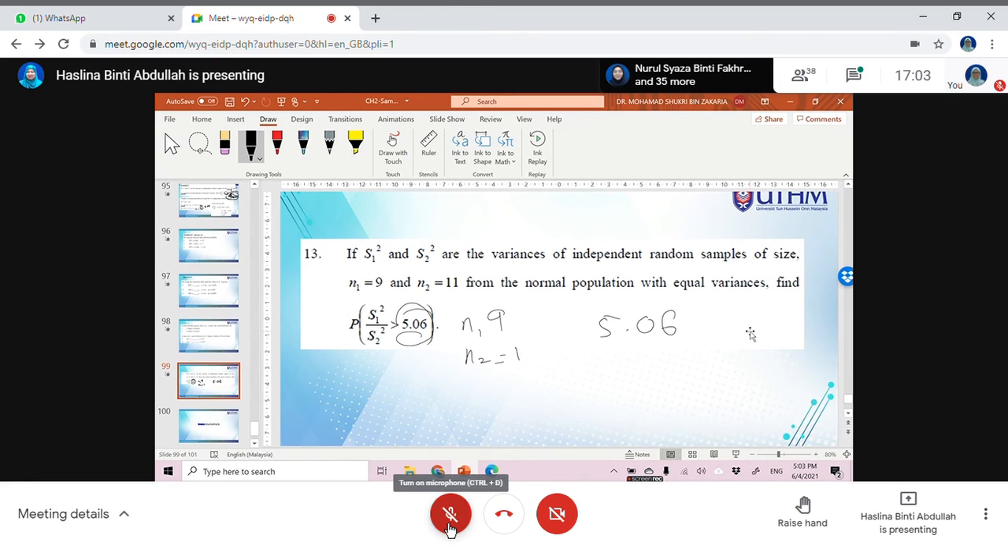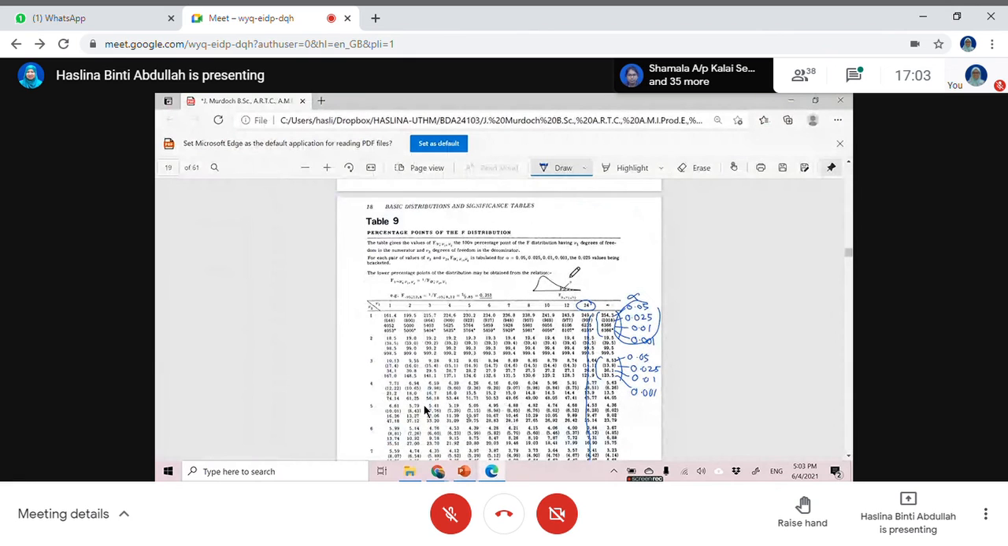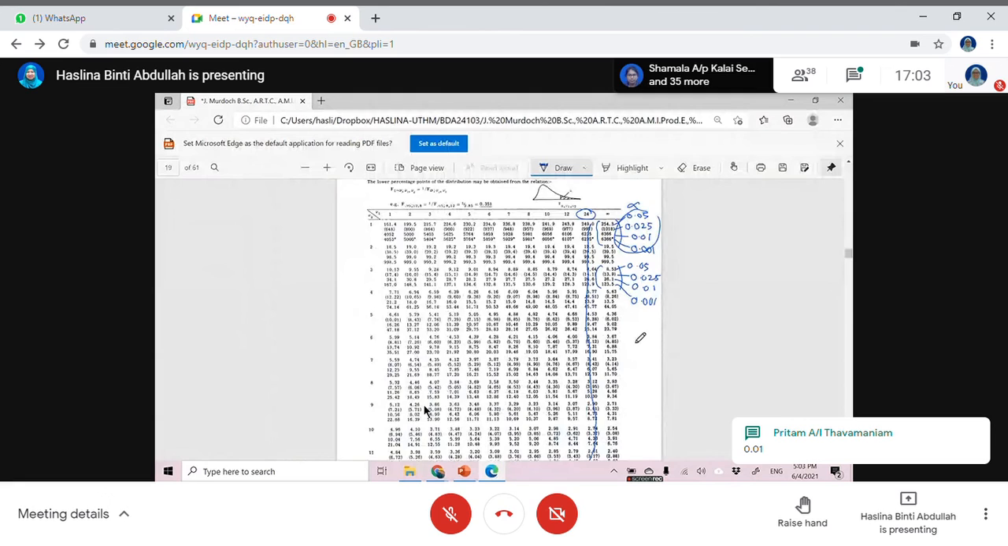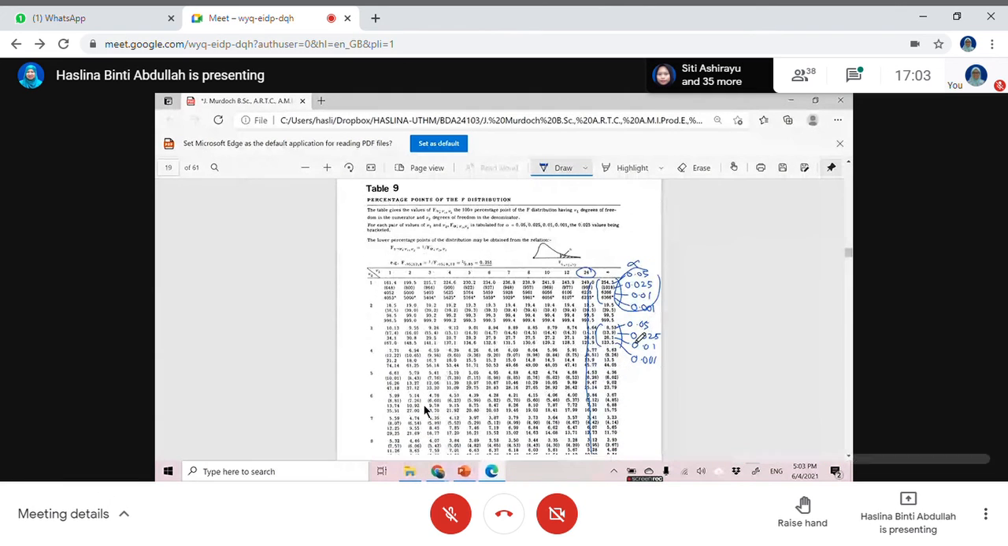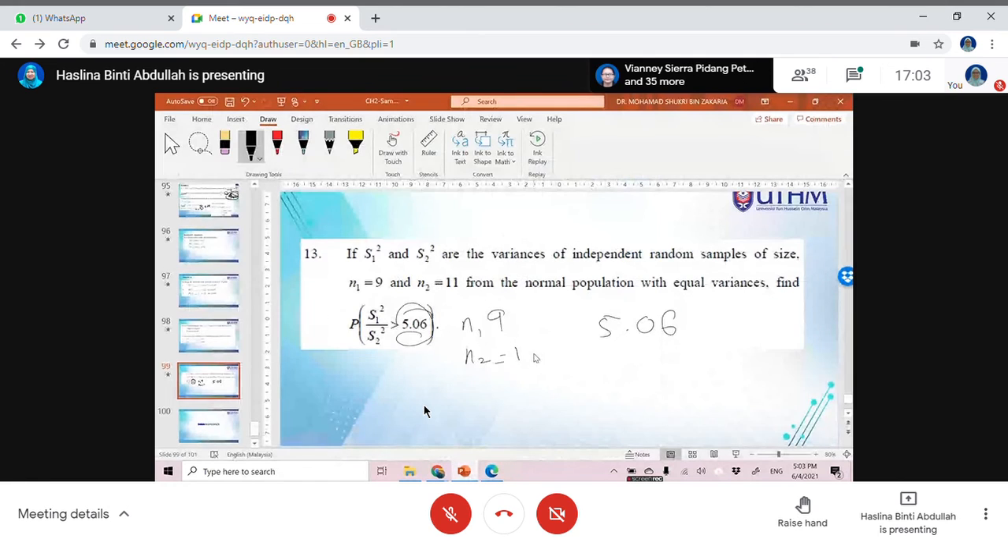Table 9. Table 9, kan? Ke table berapa? Table 11? 9. 9, Doktor. Table 9. Nombor sampel berapa tadi, Doktor? Saya tengok lagi ni. 9 lah. 9 dengan 11. 9 dengan 11.